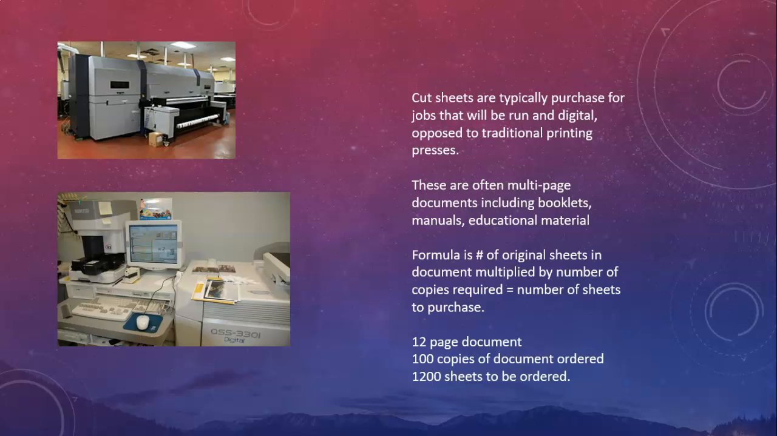So basically, the real simple formula is how many sheets of paper are in the original document, how many copies of that document do you need to make, and how do you order the paper for that. So, for example, you've got a 12-page document, you want 100 copies of the document, it's 1,200 sheets. Couple things to note here.